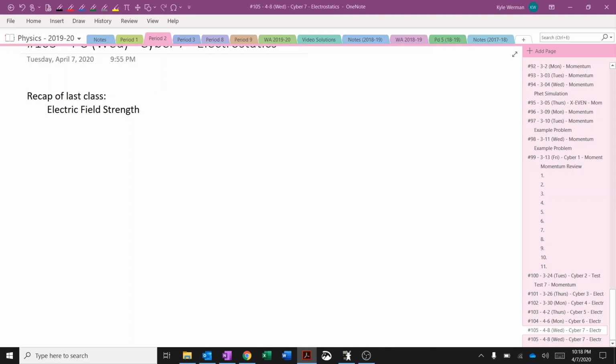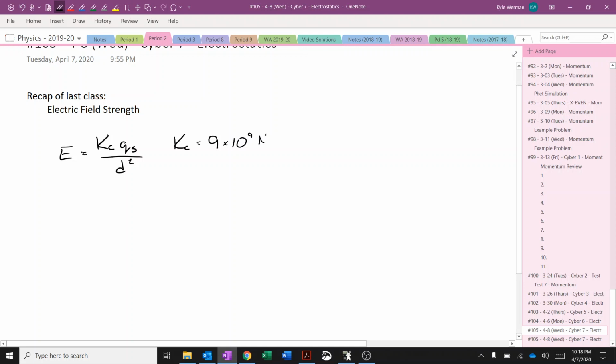In our last class, we talked about electric field strength and had an equation to calculate how strong a field would be around any source. And that equation, again, is E equals Kc times the source charge, Q, over the distance squared, where again, Kc is Coulomb's constant, which is the value 9 times 10 to the 9 Newton meters squared per Coulomb squared.